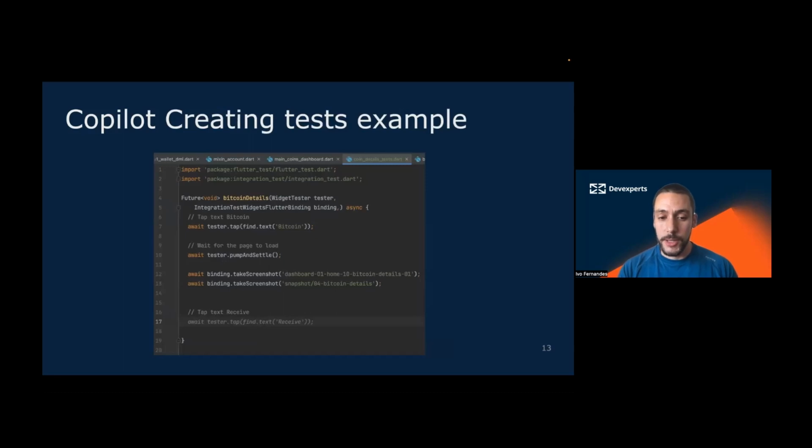Copilot is also very good if you are doing something where you don't really know the API that you need to use. In this case, I just wrote that I wanted to tap the text "receive", and it generated the test for me, the instruction that will tap on the text called receive. It's very good for learning and for getting familiar with the new libraries that you are using.